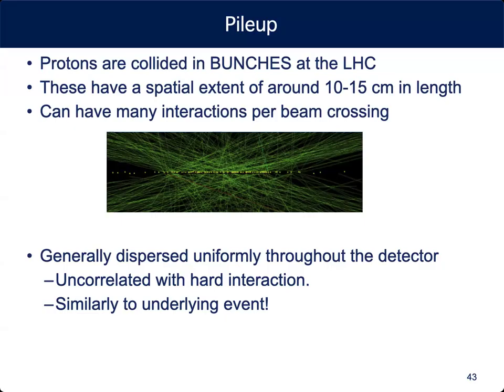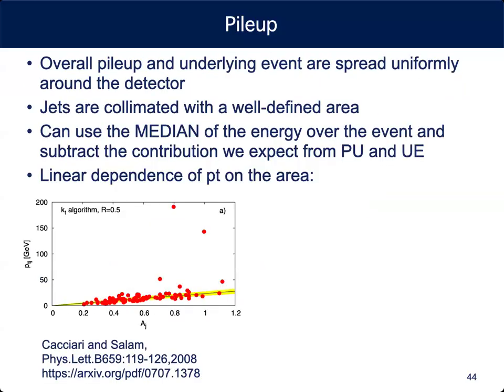Luckily enough, this is also similar to underlying event. So pileup and underlying event are almost indistinguishable if you don't have tracking information. And even if you do, there is some underlying event, some pileup that will look like underlying event, because you can't have 100% resolution there. So pileup and underlying event are spread uniformly throughout the detector, which is good for, and now you'll know why I told you that we want to use circular jets, right? Jets are collimated and if they're circular, they have a nice well-defined area.